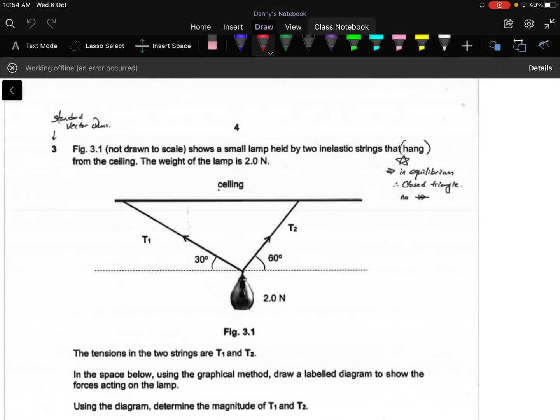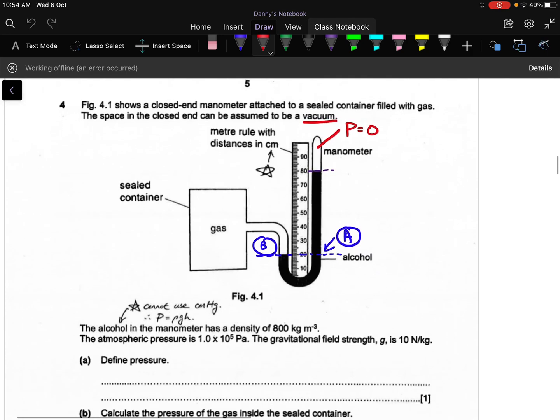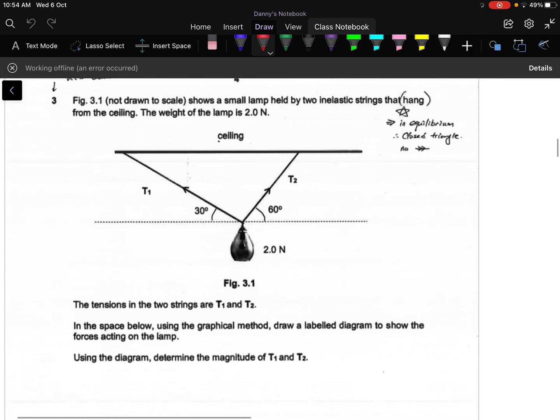Okay, so we will continue with the PHS 2021 paper for the 4E Pure Science. This video will cover most likely question 3 and 4. Question 3 is your standard vector diagram drawing.